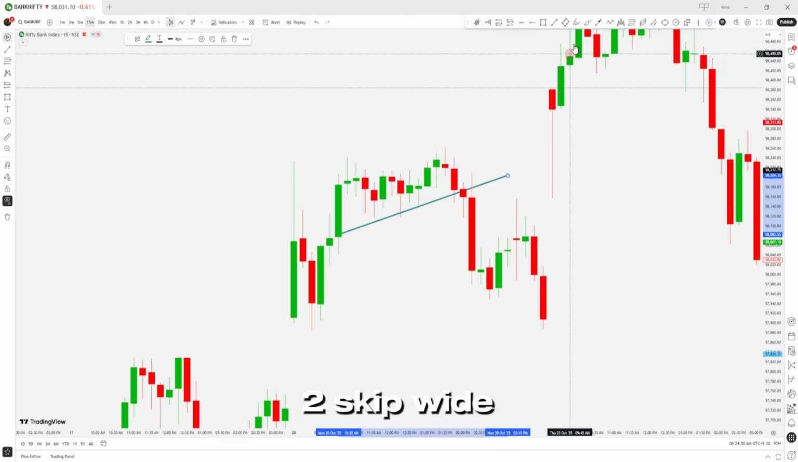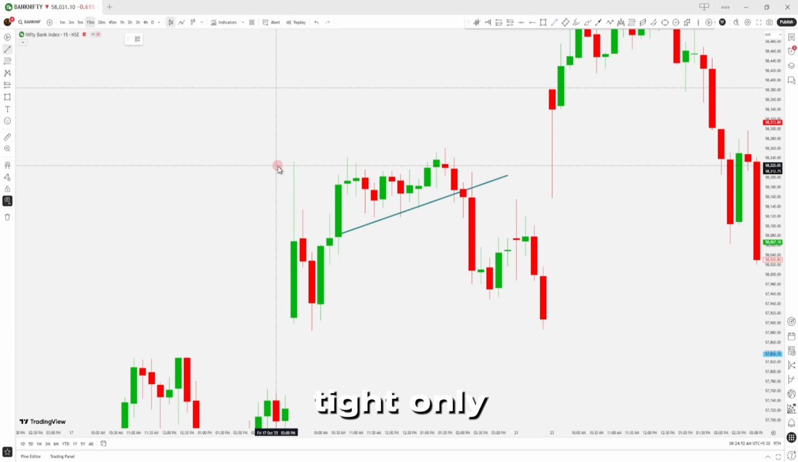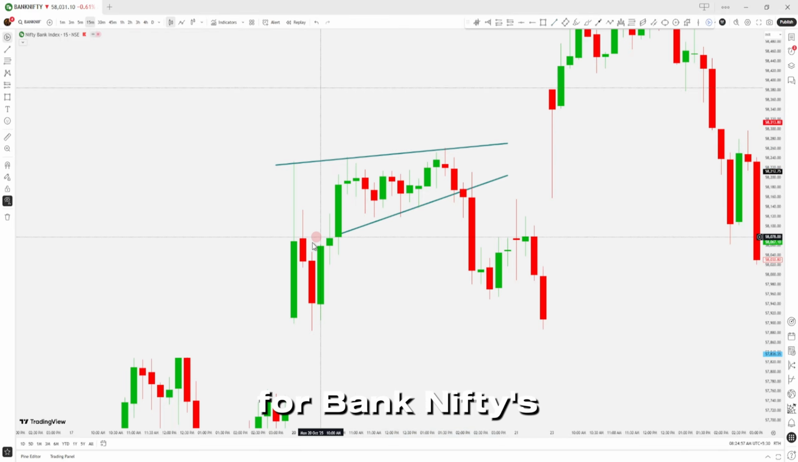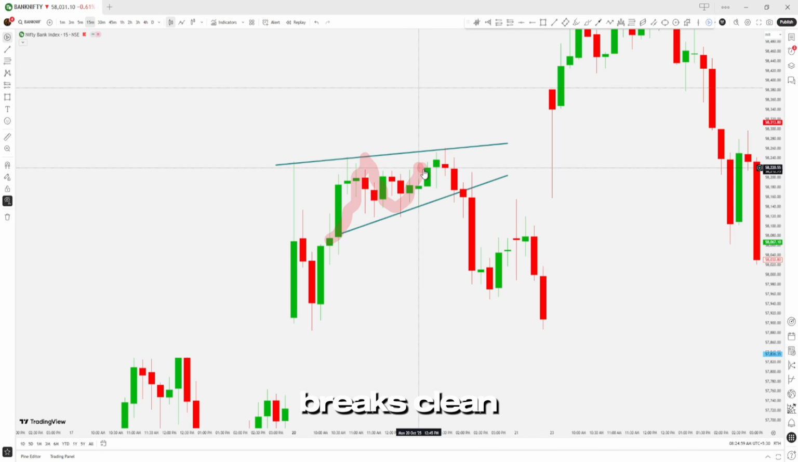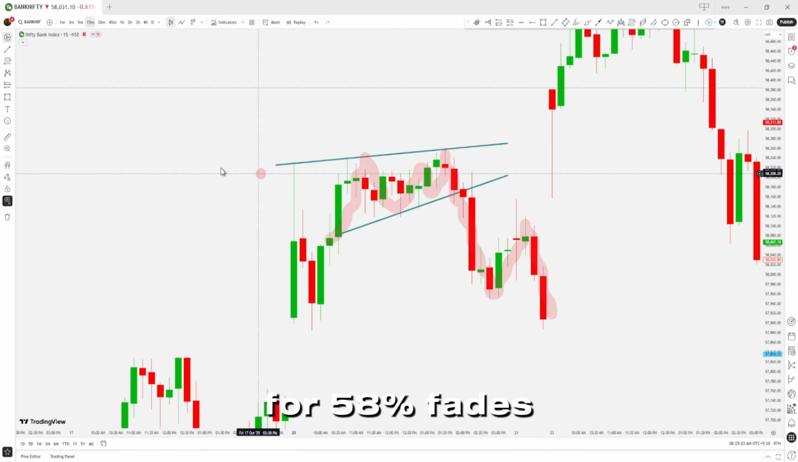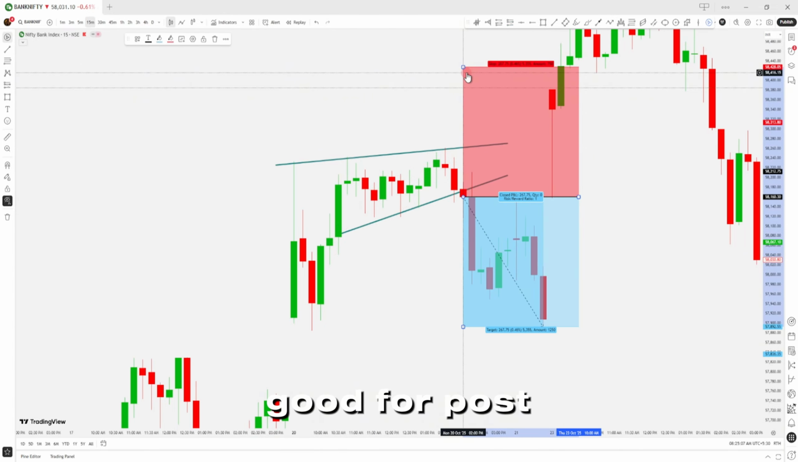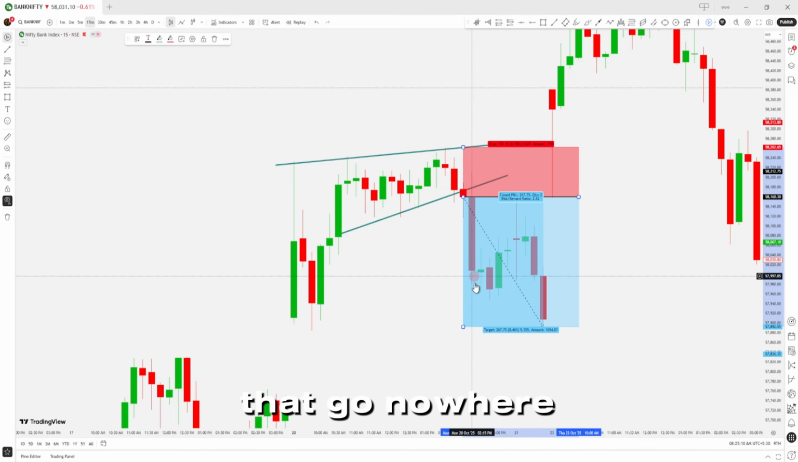Rules: Skip wide ranges, tight only, or there's no trap. Risk 0.3% for Bank Nifty's traps. Exit if it breaks clean. Add a pullback entry inside for 58%. Fades into 150-point drops. Good for post-news ranges that go nowhere.